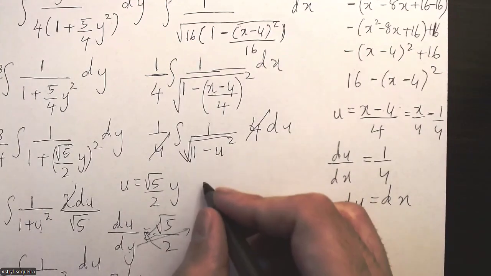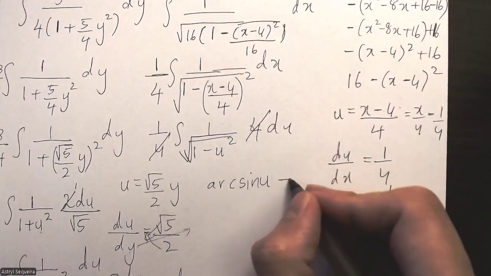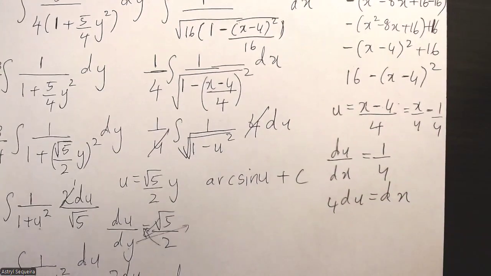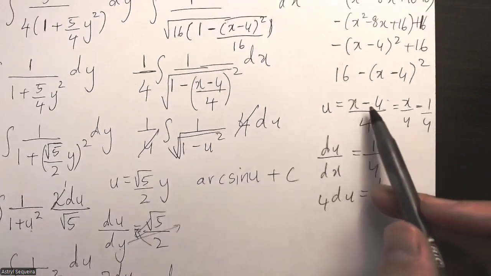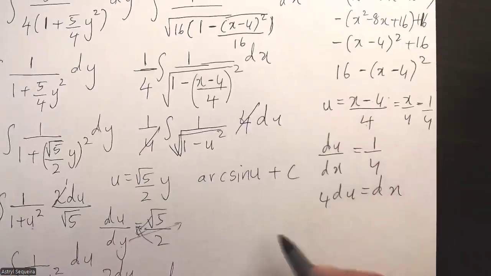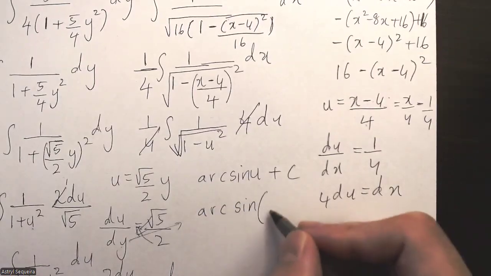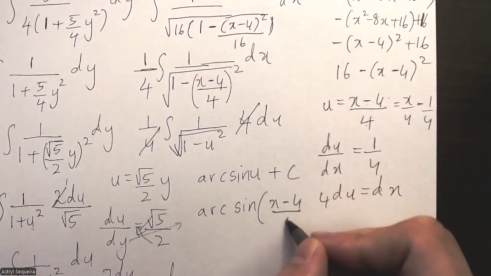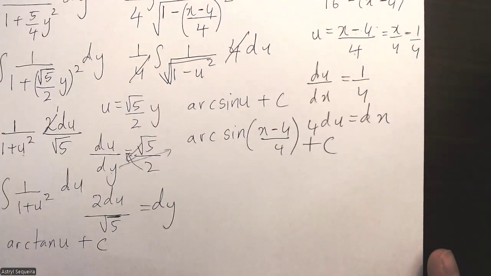Integral of this is just arcsine u plus C. And then last step, I just need to replace the u back with x minus 4 over 4. So final answer for this question here, arcsine of x minus 4 over 4, plus C.